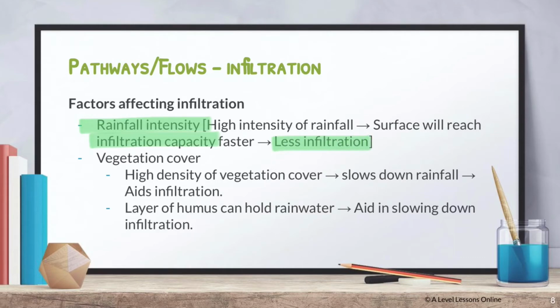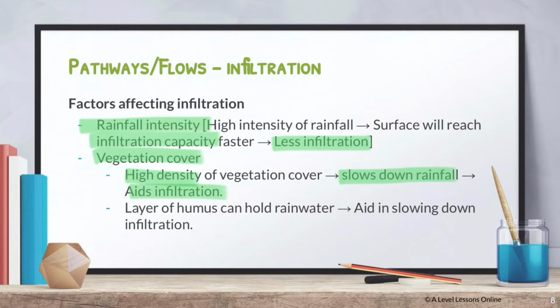Another factor would be vegetation cover, whereby a higher density of vegetation cover will slow down rainfall because of interception loss. This can help by slowing the infiltration rate, because less water touches the ground, so less water can go in within that period of time. That will slow down your infiltration rate.